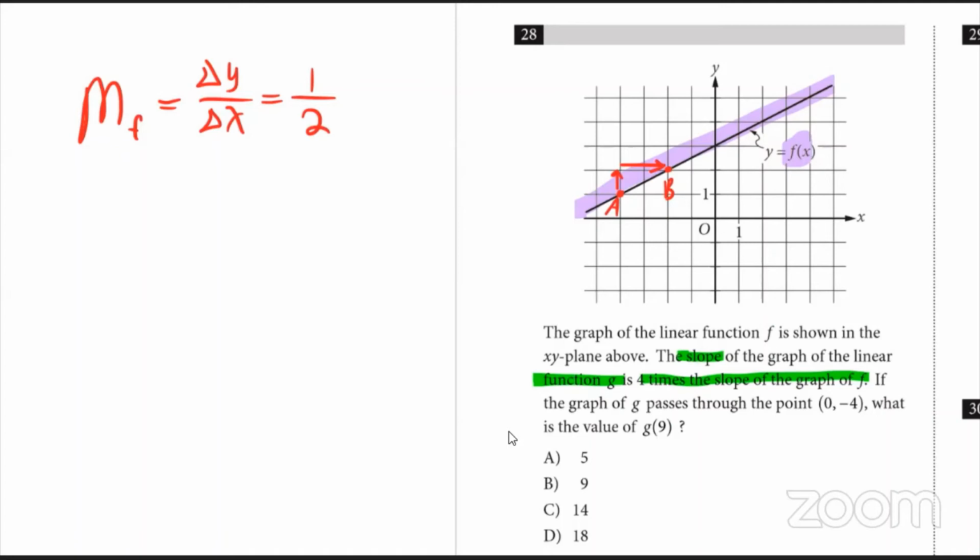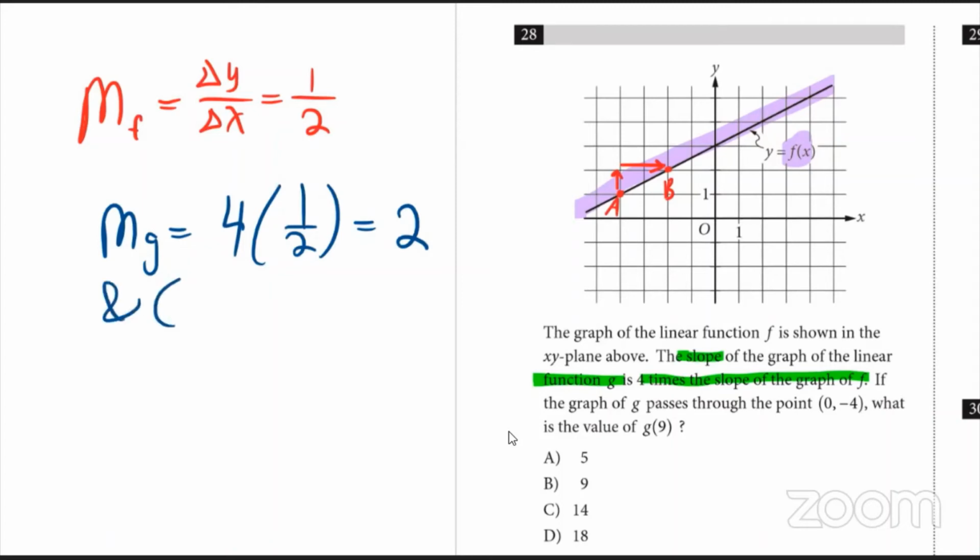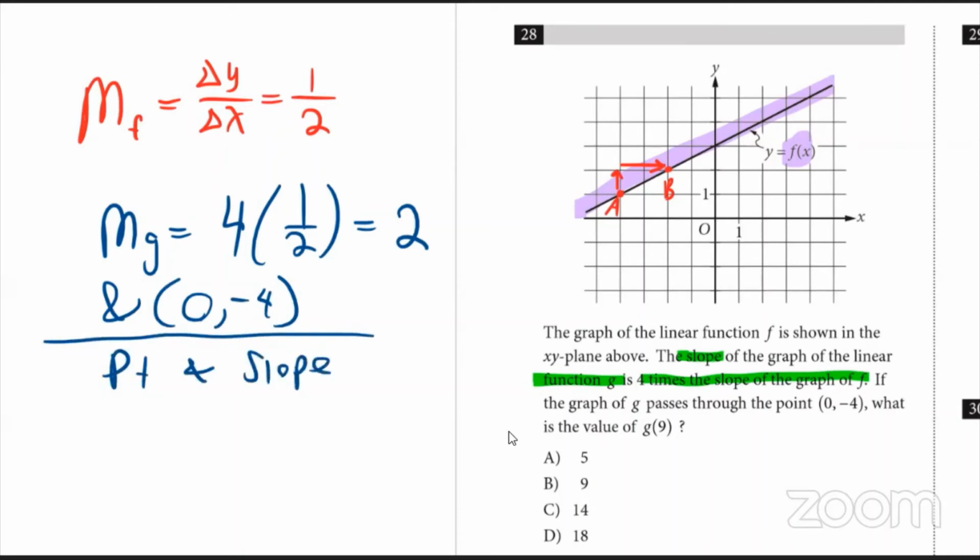So now that we have the slope for f, we can go ahead and figure out the slope of g, because g is said to be 4 times the slope of f, which was 1/2. 4 times 1/2 is 2, and we now know that the slope of function g is 2. G has a slope of 2, and it passes through (0, -4). So what do we have here? We have a point and we have a slope for function g.